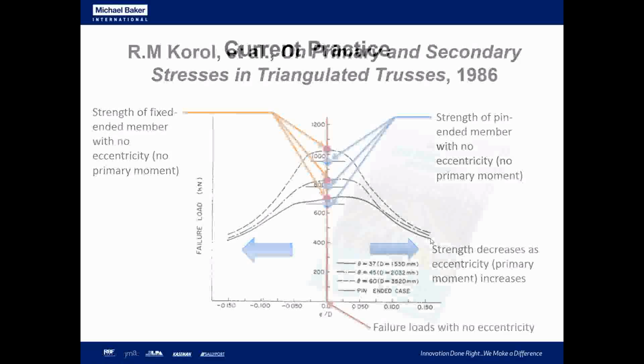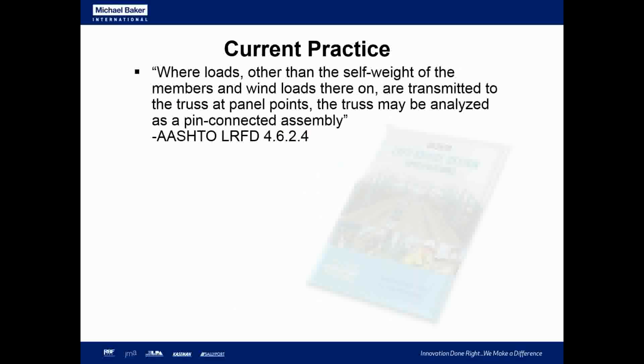So their findings and Purcell's findings are reflected in current practice. AASHTO LRFD in section 4 specifies that other than self-weight and wind loads, when loads are applied to trusses at panel points at the joints, trusses can be analyzed as a pin-connected assembly, so effectively that's saying look at the primary moments from self-weight, but secondary stresses can be ignored.